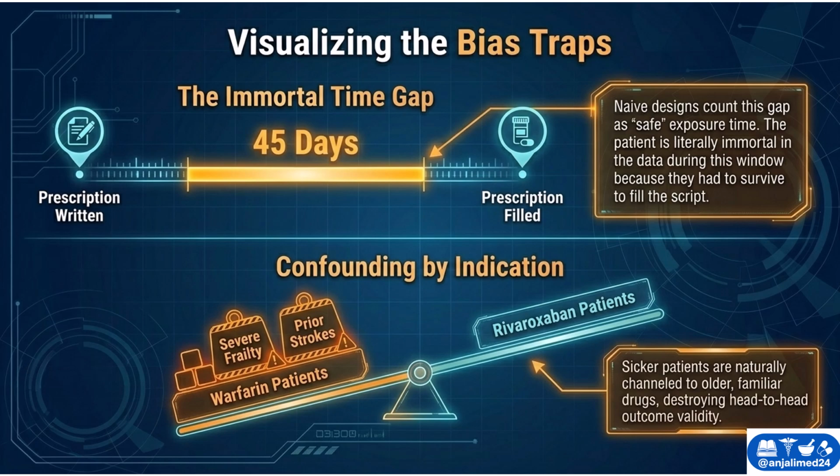Now let's look at confounding by indication. Here, the comparison itself is fundamentally unbalanced. Warfarin patients may be older or have prior stroke and multiple comorbidities. Meanwhile, healthier or lower risk patients are often preferentially prescribed newer drugs like rivaroxaban. So, if rivaroxaban users have better outcomes, is it because the drug is superior, or because the patients were healthier to begin with? Without proper design strategies, observational research can mistake patient selection patterns for true treatment effects.